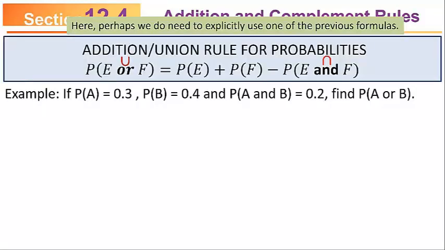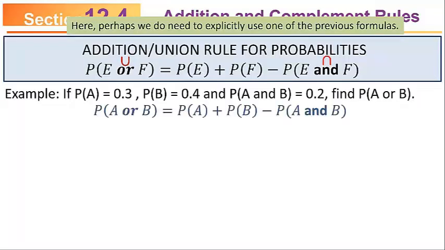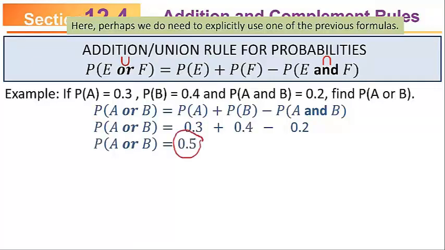If you write the formula down replacing E and F with A and B, you get the probability of A or B is equal to the probability of A plus the probability of B minus the probability of A and B. Well, we know the probability of A is 0.3, we know the probability of B is 0.4, and we also know that the probability of A and B is 0.2. So a little bit of arithmetic tells you that the final answer, the probability of A or B, is 0.5. That's the most straightforward way to do it.